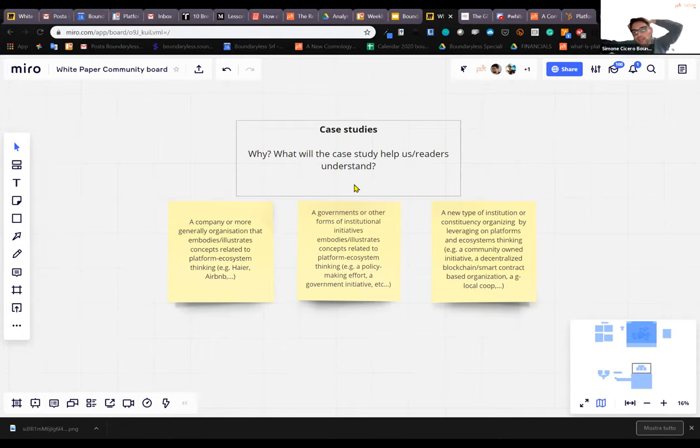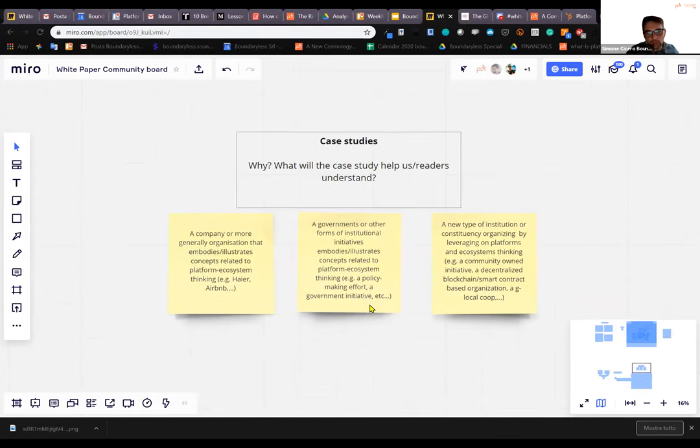In that case, Airbnb is an organization, but it's also a product. It's a brand. So somehow there is this idea of a product company. On the other hand, you have Hire, that is an organization. So it's not even a product. It's more like an organizational structure. But then on the other hand, you have Holochain, that is a technology, okay? So we try to break down the types of case studies that we are probably going to see.